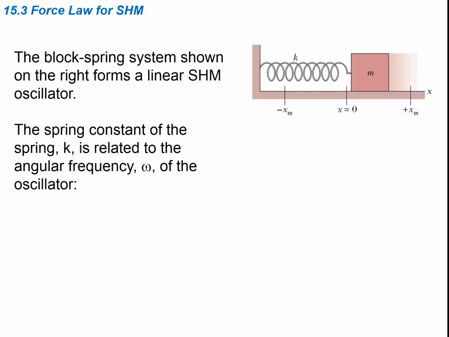And here we go. Here's our block spring system. Now this is going to be a simple harmonic oscillator. The spring constant of the spring is going to be k, and it's related to the angular frequency omega of the oscillator. From the previous slide, we showed that k is equal to m omega squared, which is just a constant. So if I wanted to know what the angular frequency was, I could just take the square root of k over m, whatever the spring constant is divided by m. That would give me omega.